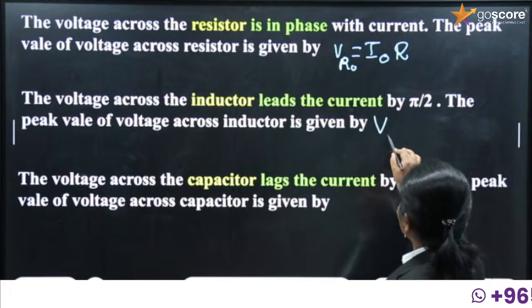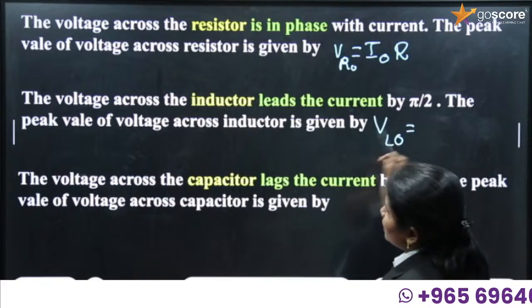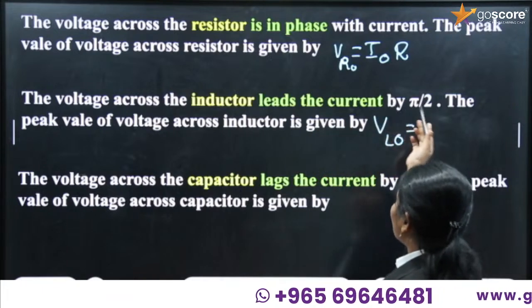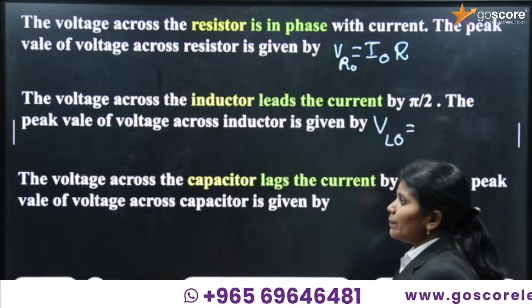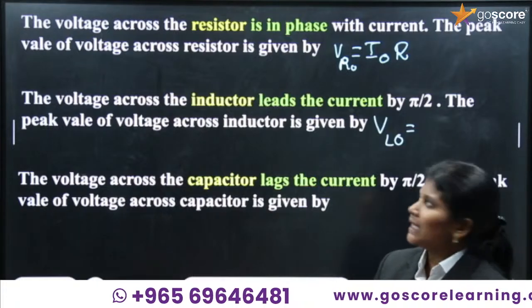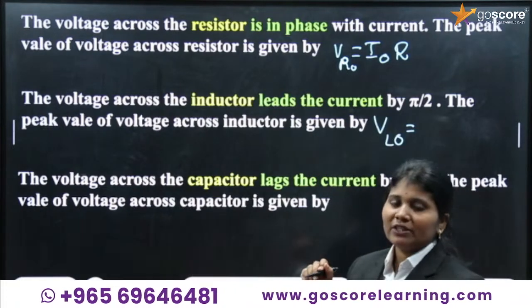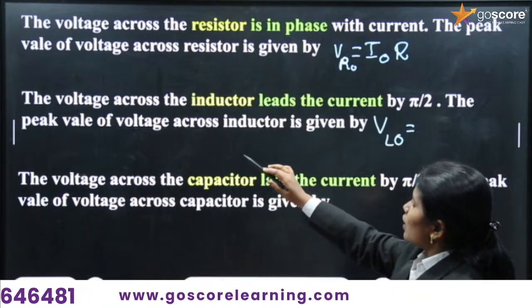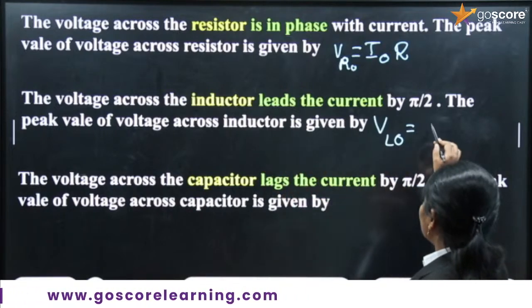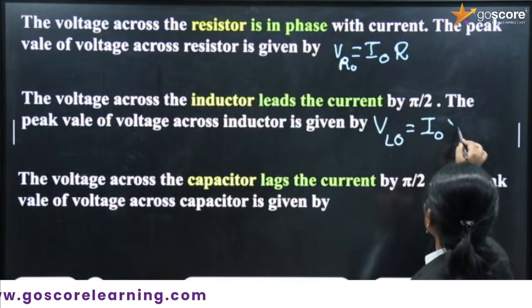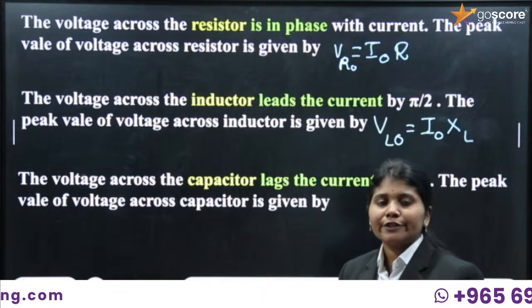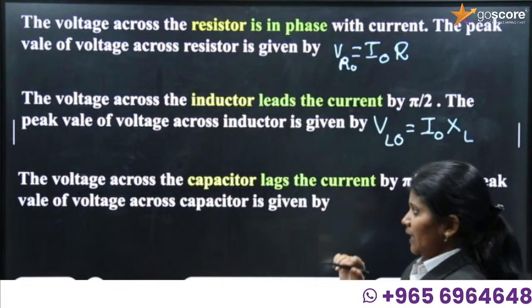Across an inductor, the voltage across the inductor leads the current by pi by 2. Here, in an inductor, voltage is leading the current by an angle of pi by 2. Then the peak value of voltage across the inductor is I naught into inductive reactance, I naught into XL.